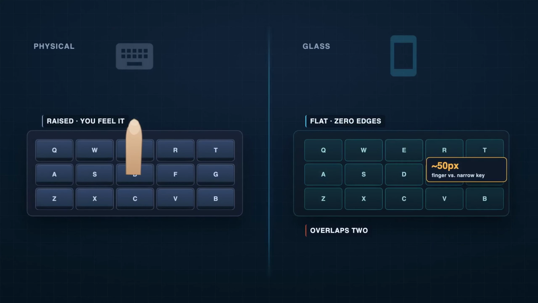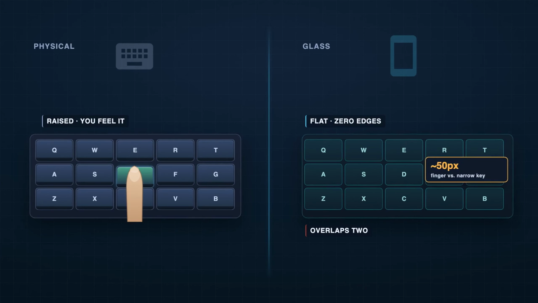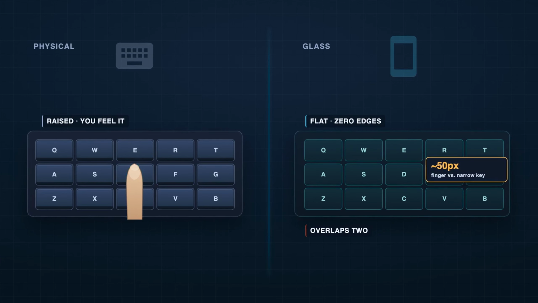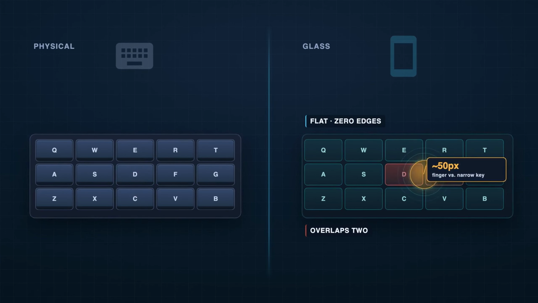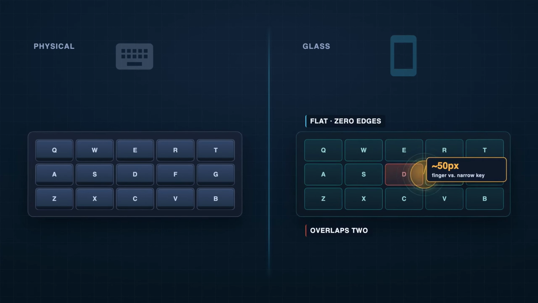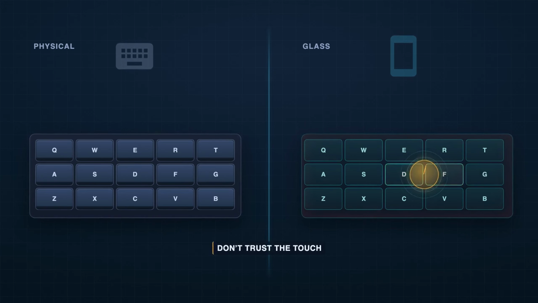A real keyboard has raised keys you feel with your fingers. Glass has 0 edges. Every tap is ambiguous. And your fingertip covers roughly 40 to 60 pixels of screen, while a single key is narrow. So your touch almost always overlaps 2 keys at once. Without correction, your typing would be a mess. That is why the phone cannot just trust where you touched.